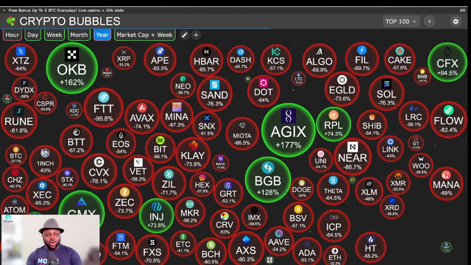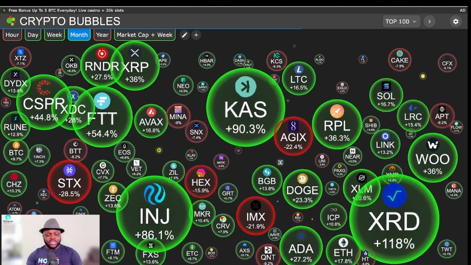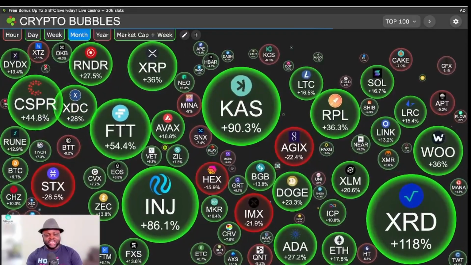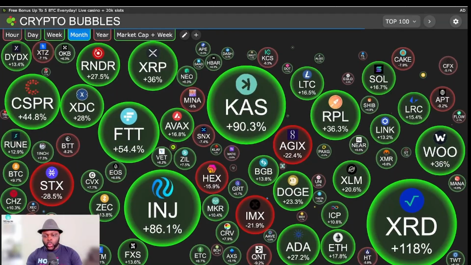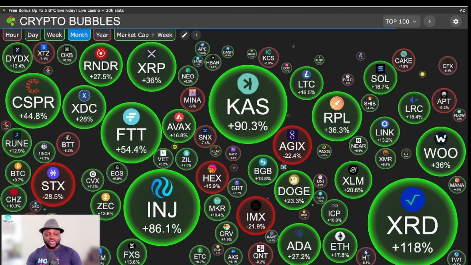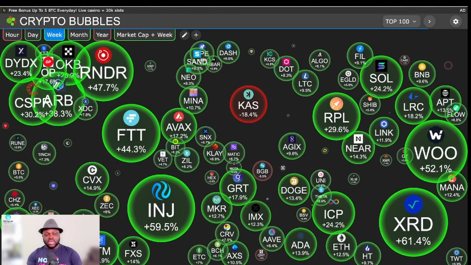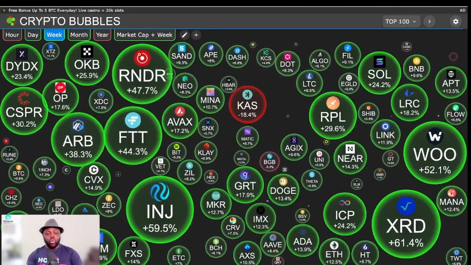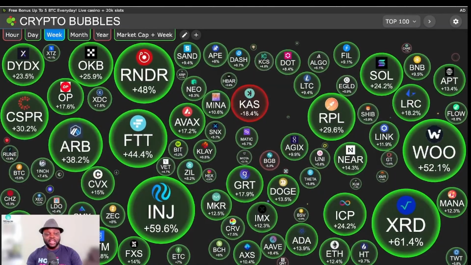If I go to the monthly time frame, that is for the past 1 month, we're going to see that for the top 100 projects, we have FTT, ING, CAS, XRD, WU, LRC, and others that are in green for the past month. And when we go to the past week, we're going to see the cryptos that have been performing very well for the past week. So what you are looking at are projects that haven't moved yet for the past month.